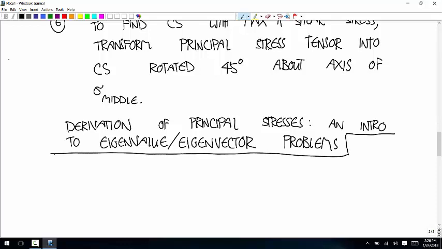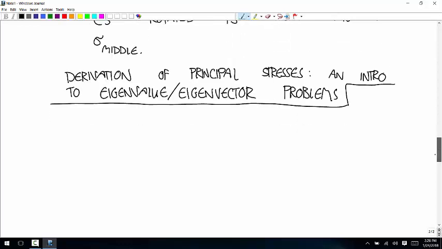Okay, so remember that any stress tensor times an outward-facing normal is equal to the traction on that face.